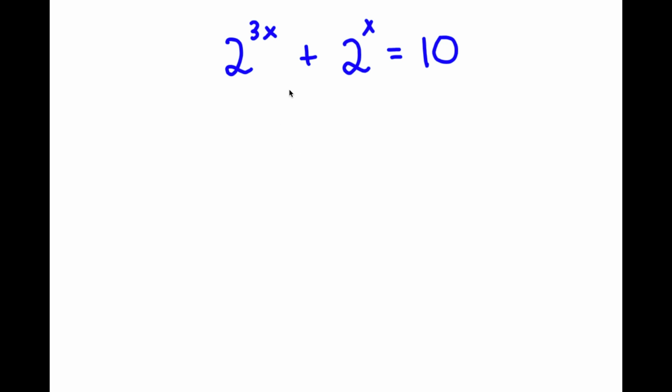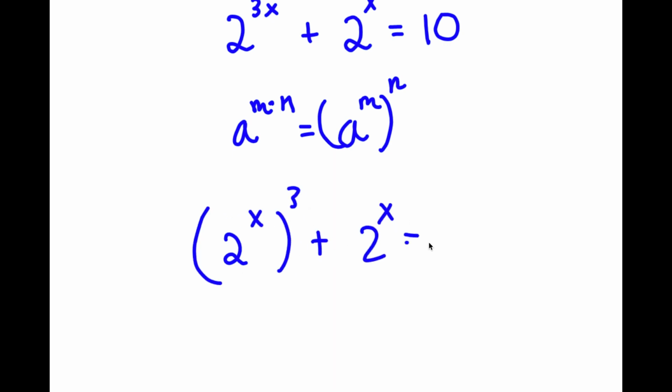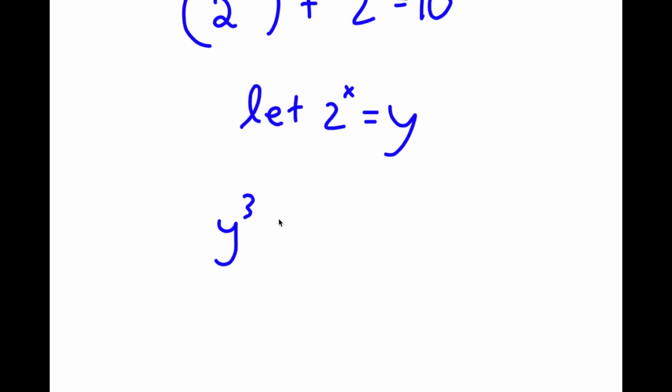Alright, so in this problem, I have 2 to the power of 3x plus 2 to the power of x is equal to 10. So first off, if I have something in the form a to the power of m times n, this is equal to a to the power of m to the power of n. So 2 to the power of 3x, that's going to equal 2 to the power of x to the power of 3. So I have this plus 2 to the power of x is equal to 10. Now I'm going to let 2 to the power of x equal to the variable y. So now I have y to the power of 3 plus y is equal to 10.